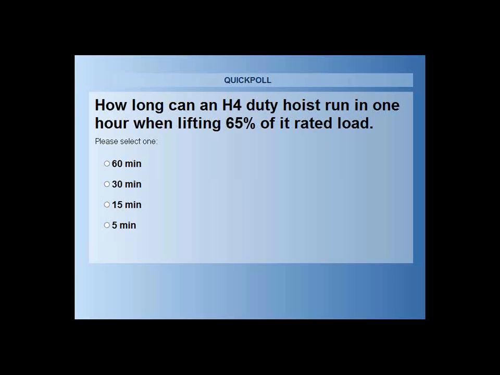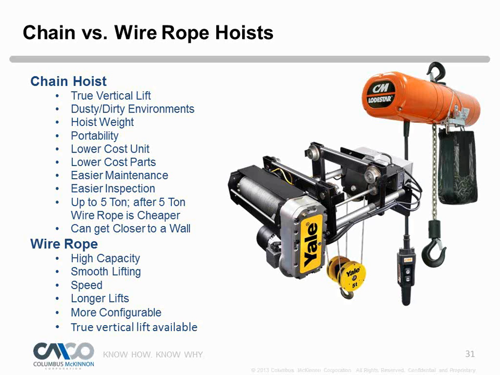So that HMI duty rating of H4 means the hoist can run 30 minutes in the hour when lifting 65% of its rated load. And again, that's not 30 minutes continuous. That's the equivalent of 1 minute on, 1 minute off. You never really see a hoist running 30 minutes straight anyway. You do your lift, do what you've got to do, set it back down. So yes, it's 30 minutes within that hour at 65% of its rated load.